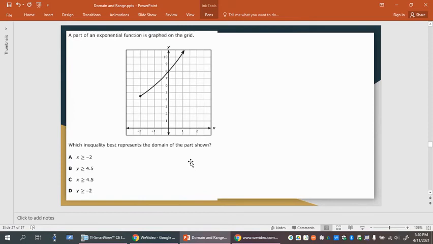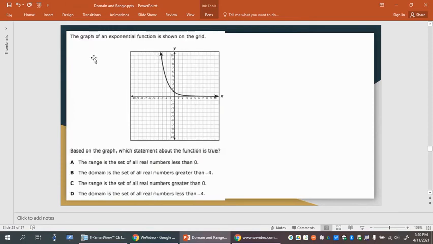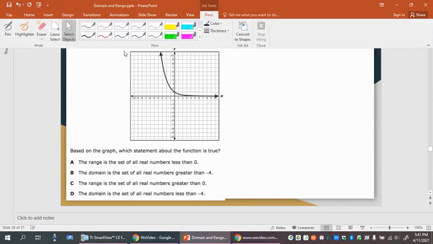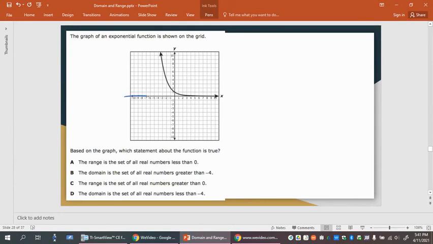Now let's look at an exponential function. So it says graph the exponential function. Which statement is true? Well, remember, exponential functions have an asymptote, which means that they get really close to a number, but they never touch. So because they never touch it, that means my y has to be greater than 0, because it won't be equal to 0, but it'll be greater than 0, because I'll get really close to 0, but it won't include 0.